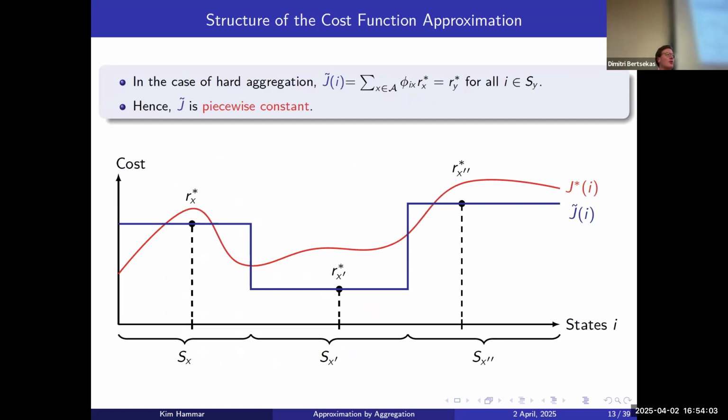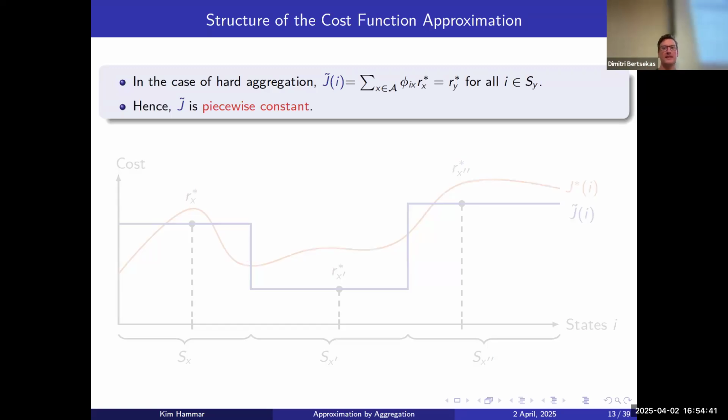And this gives us quite a lot of intuition about the question that we're interested in, namely, what is the difference between J star and J tilde? If you look at this figure, you can see that the difference is mainly determined by how much J star varies within these footprint sets. If J star were constant, then we could have a perfect approximation with no error. But if J star varies a lot, then we could potentially have a very poor approximation with a very high approximation error, which is actually the case in this particular figure.